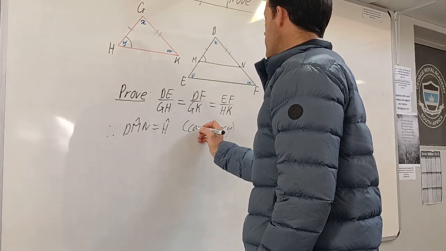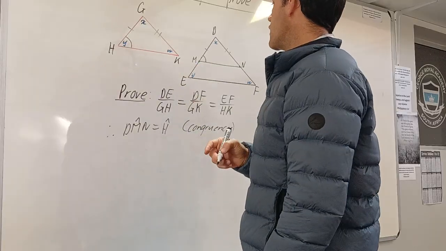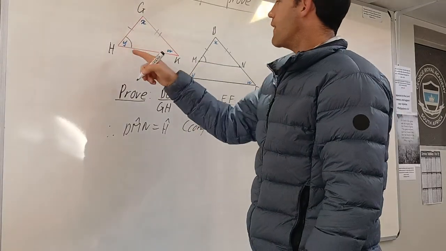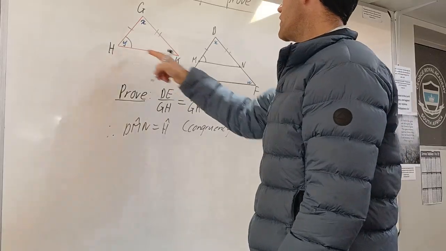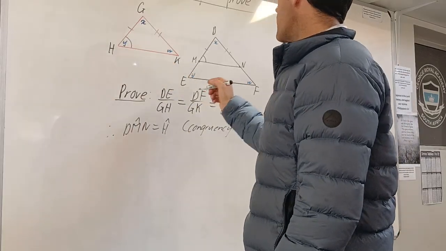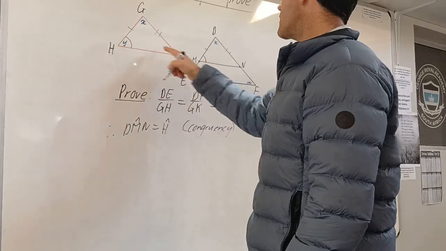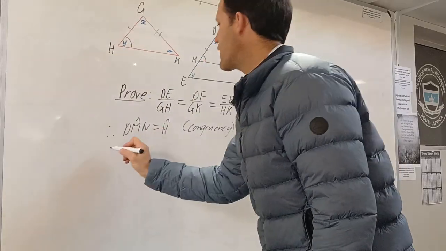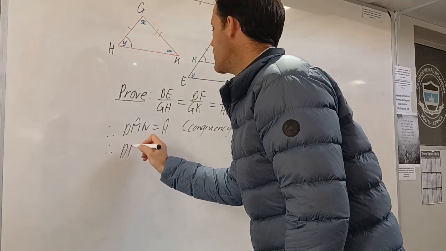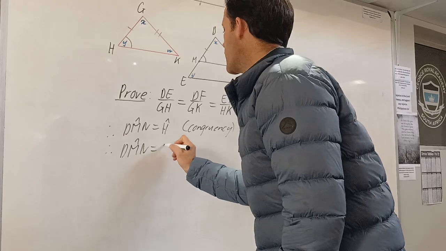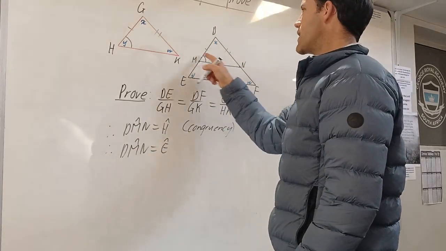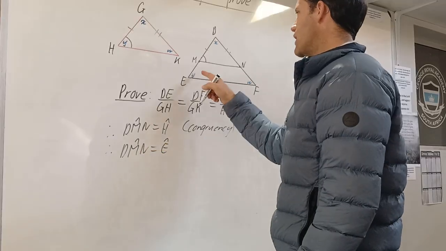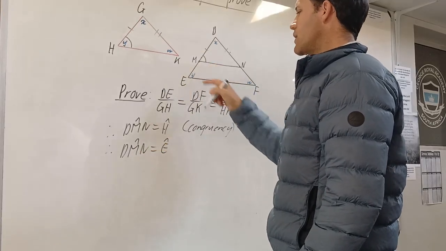Okay, we just proved it, so we can say they're equal. But we already know that E is equal to H. We know that from the start. So if DMN is equal to H, we can say therefore DMN must be equal to E. DMN is equal to H, therefore DMN is equal to E.